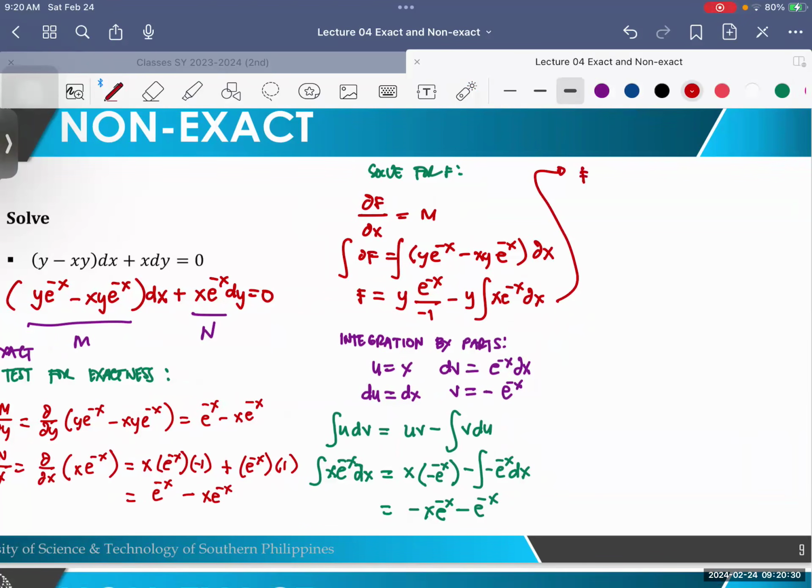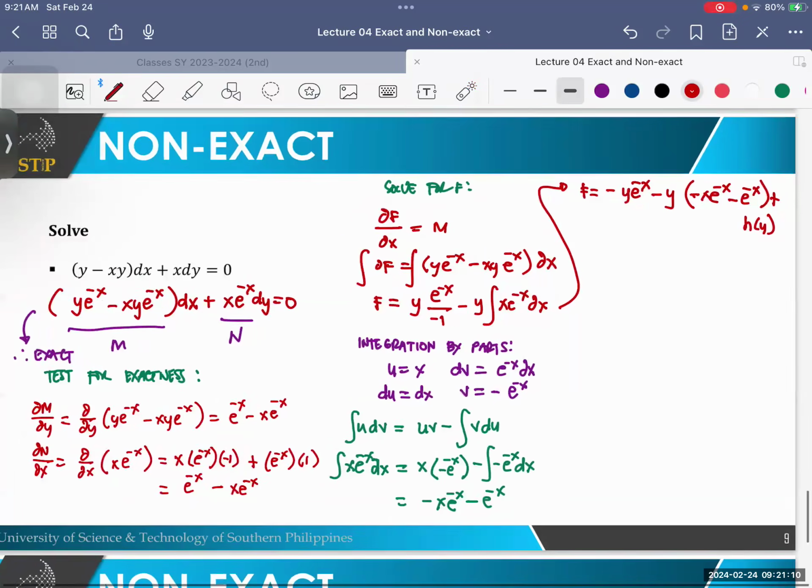Okay, so we have f equals negative y e to the negative x, I just arranged it, class, minus y multiplied by this expression: negative x e to the negative x minus e to the negative x. Plus, so I don't forget, plus some function of y. I haven't added the plus yet, but I can add it here, class, before integrating. Okay?